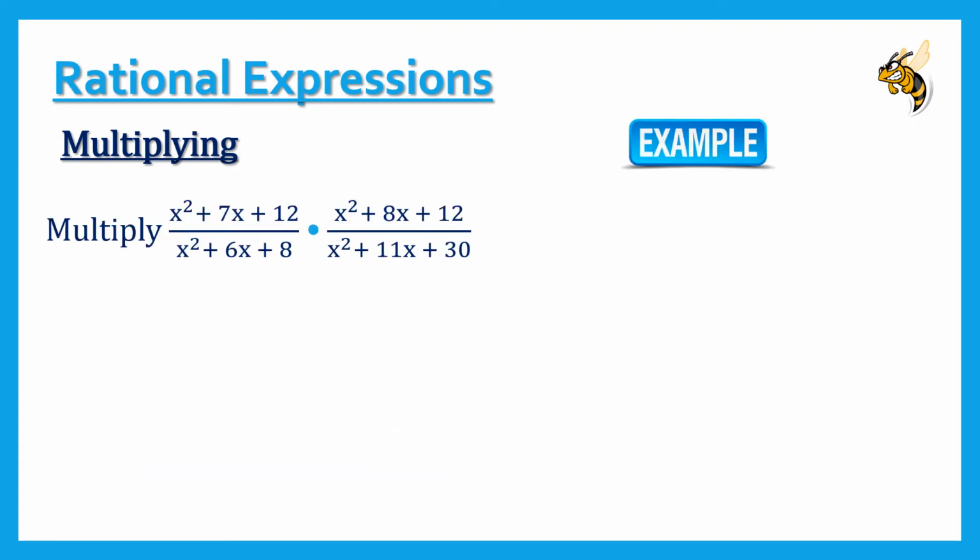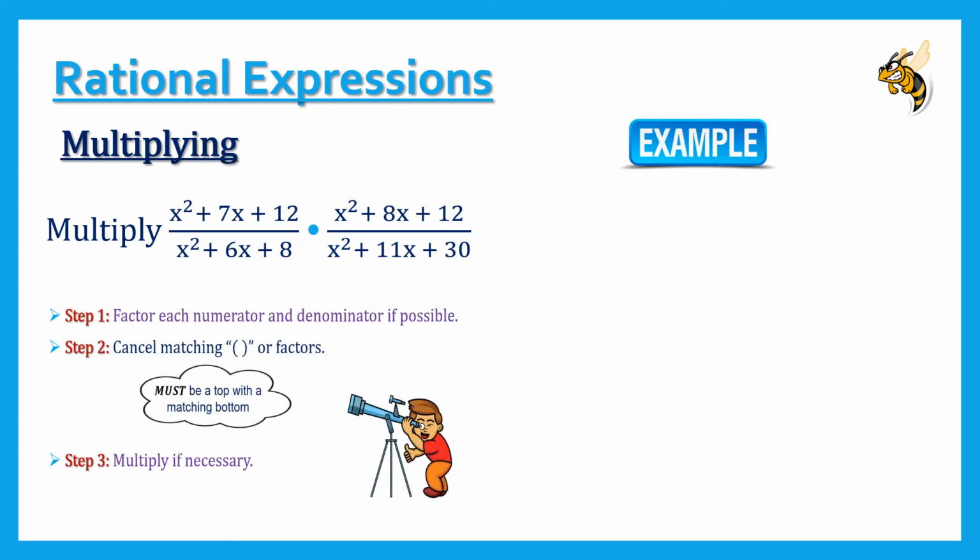Example. Multiply x squared plus 7x plus 12 all over x squared plus 6x plus 8 multiplied by x squared plus 8x plus 12 all over x squared plus 11x plus 30. Let's remind everyone of the steps.